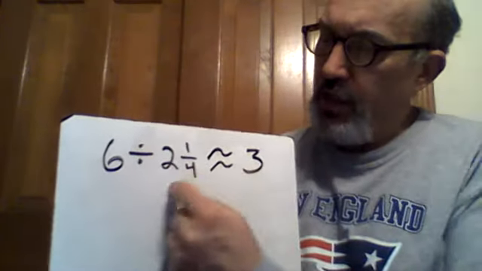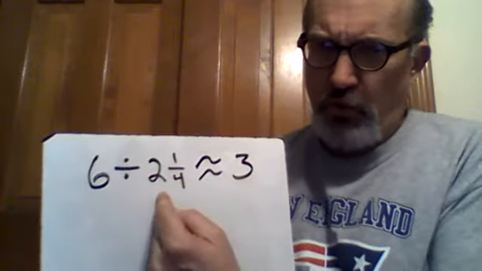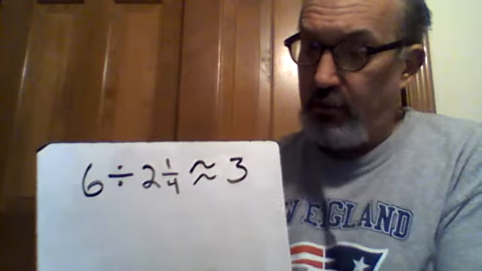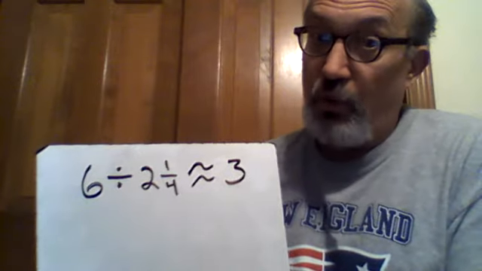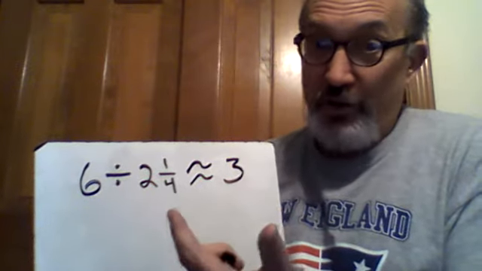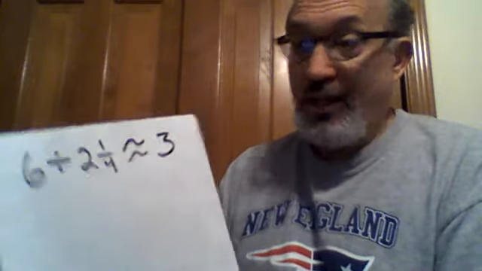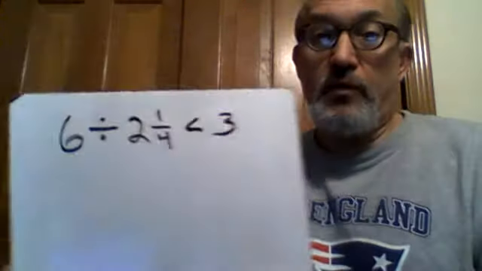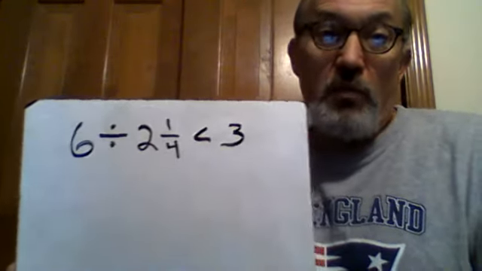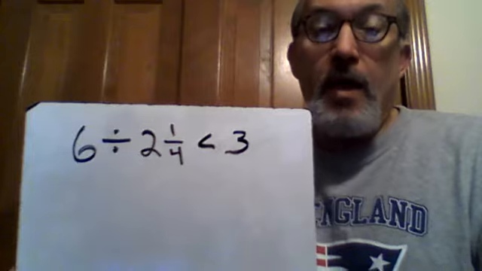Well, 3 times 2 is 6. 3 times 2 1/4 would be greater than 6. It would actually be 6 3/4. So we can go even further and say that our quotient needs to be less than 3. Some number close to 3 but less than 3 will be our quotient.